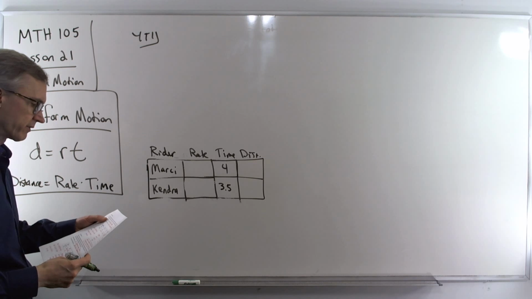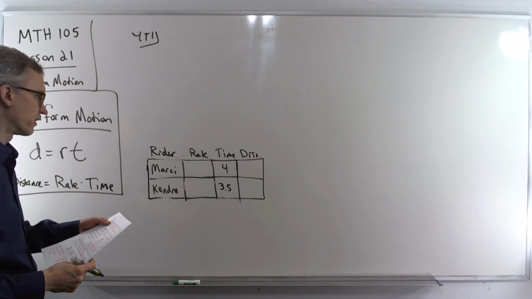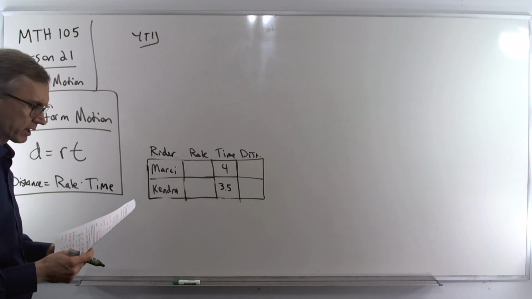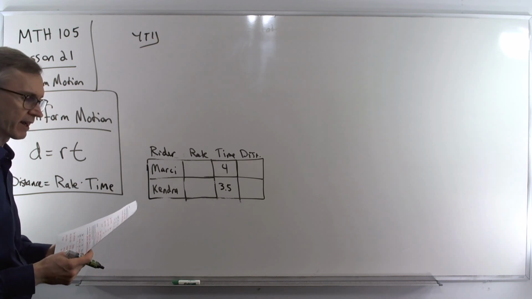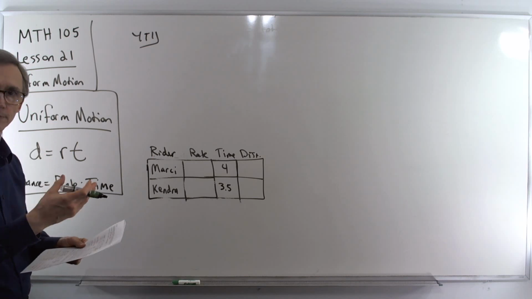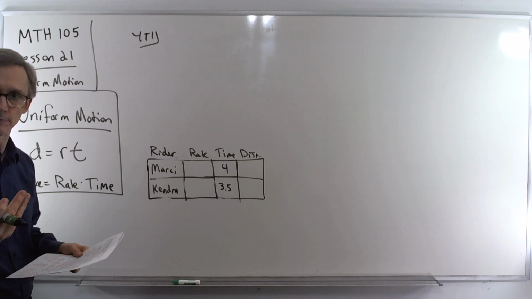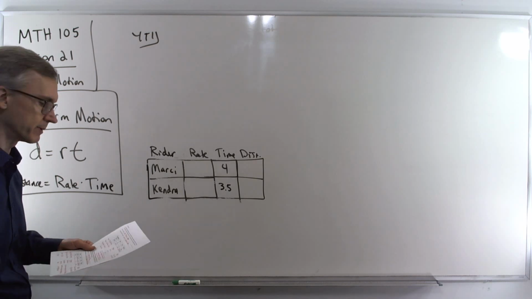So I'm starting by filling in the speeds. Marcy finishes in 4 hours, Kendra in 3.5. And we're also given that Kendra's speed is 3 miles per hour faster than Marcy's. So notice Kendra's speed is given in terms of Marcy's. So if we declare a variable for Marcy's speed, then we can have an expression for Kendra's speed.